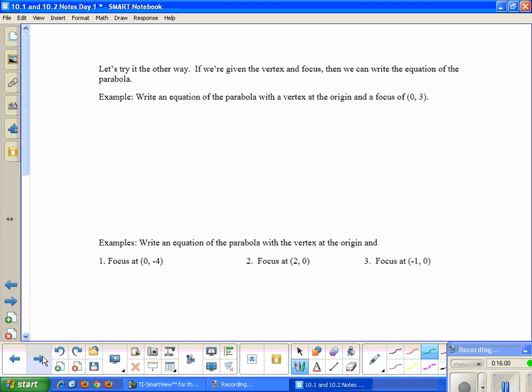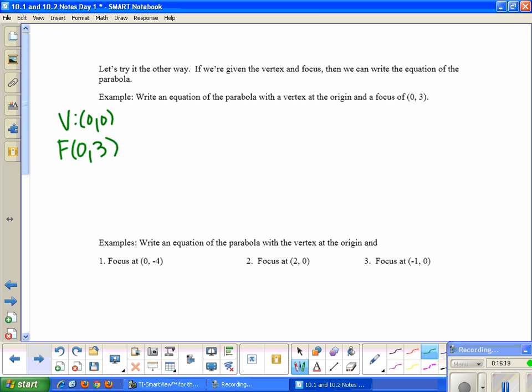So let's try it a different way. Let's say we're given the vertex and focus, then we can write the equation of the parabola. So if we're given the vertex is at the origin, we have a focus of (0, 3). So I always like to write that down. So the vertex is at (0, 0), and the focus is at (0, 3).